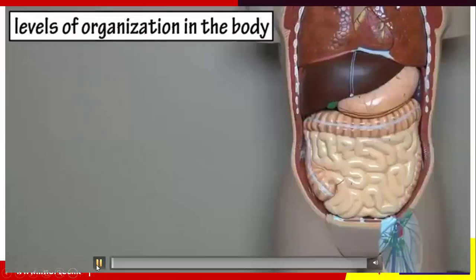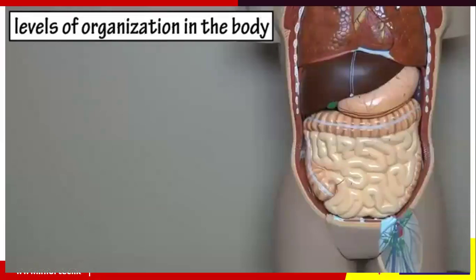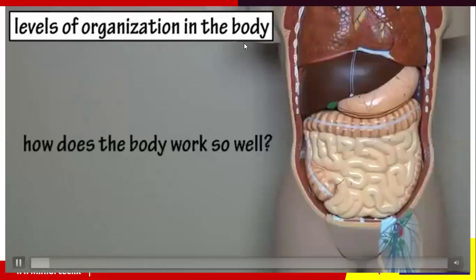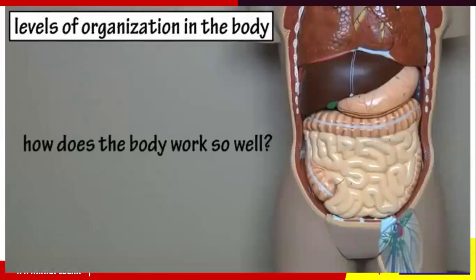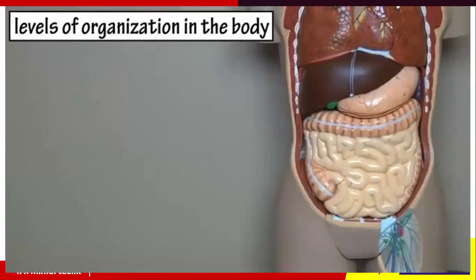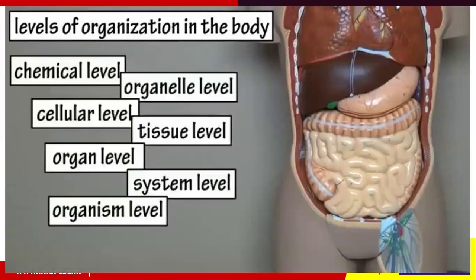Levels of organization of body structure and function. How are body parts organized, and how do they work so well together? In order to understand the human body and anatomy, it's good to break things down into levels. In this video, we're going to look at the 7 levels of organization of body structure and function.